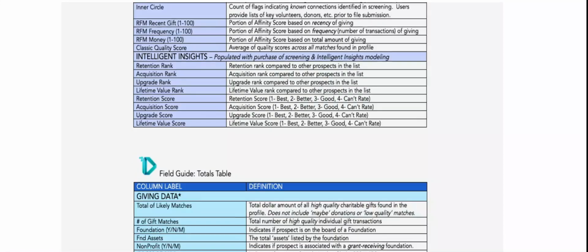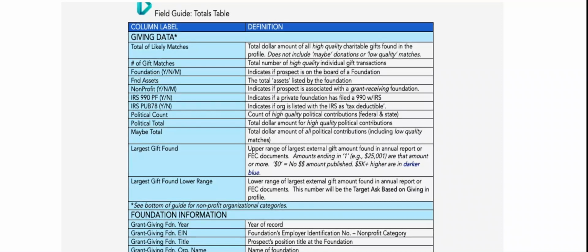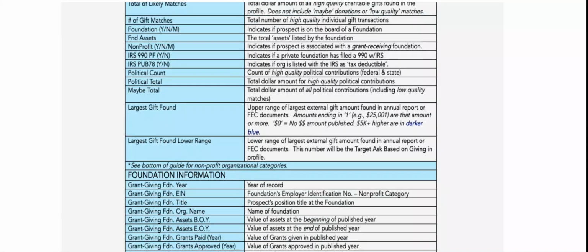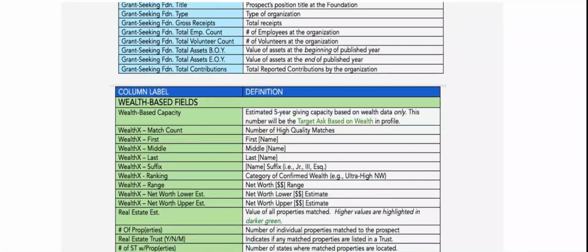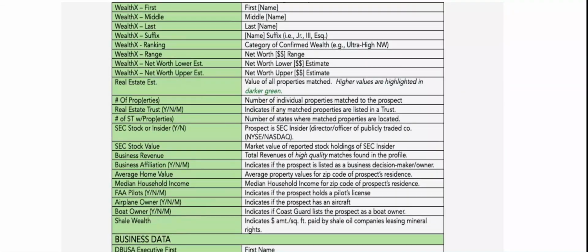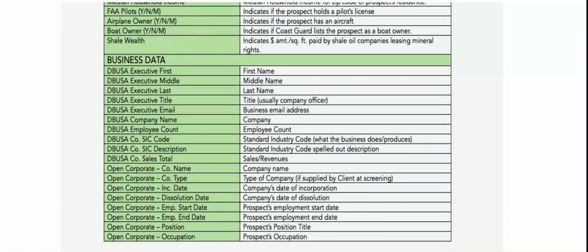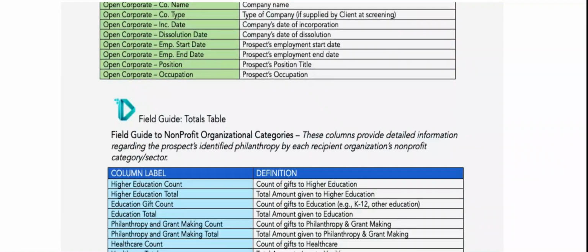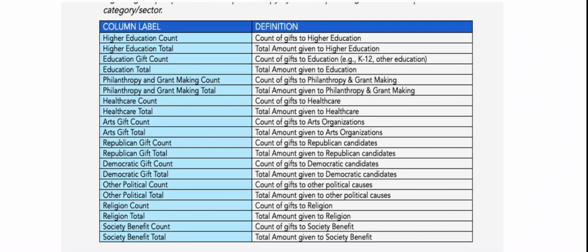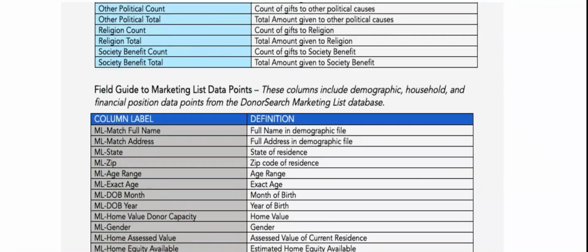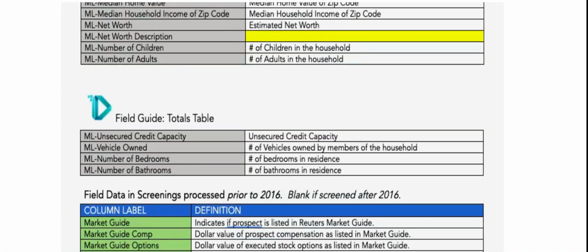We also do something called an RFM score, which is a recency, frequency, and money score. We compare your internal gifts with outside third-party nonprofits that you're not aware of, and we compare how much they're giving to you and how much they're giving to outside third-party nonprofits. The RFM score allows you to find out if they like you, or they're dormant, or they actually like other nonprofits over yours.